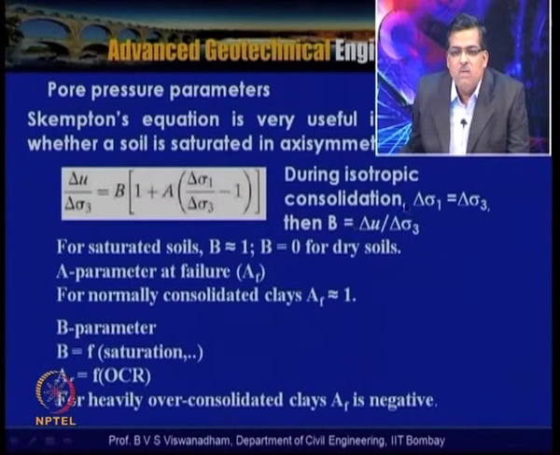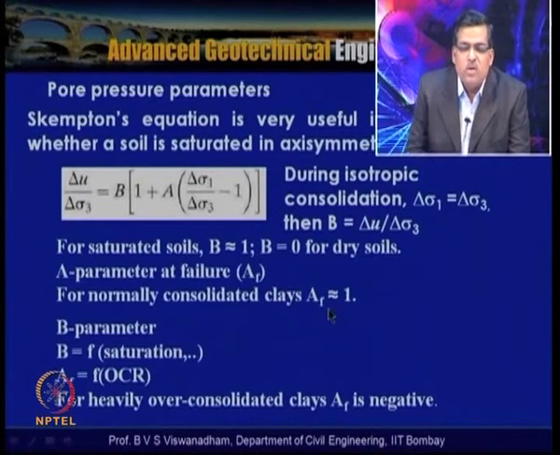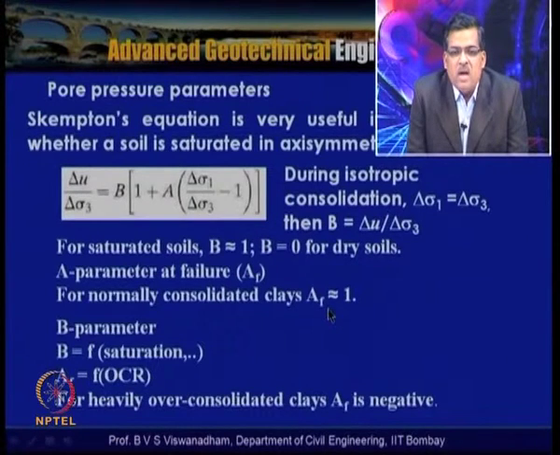So during the isotropic consolidation, we maintain delta sigma 1 equal to delta sigma 3. So with that, when you substitute here, delta U by delta sigma 3 is equal to B. For saturated soils, B is equal to 1 and B is equal to 0 for dry soils. The A parameter at failure, AF, for normally consolidated clays is equal to 1. For heavily over consolidated soils, AF will be negative. The excess pore water pressure coefficient at failure will be negative.